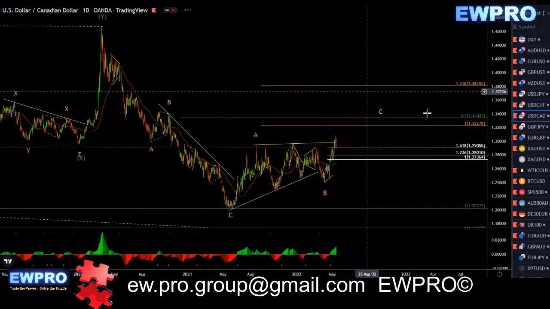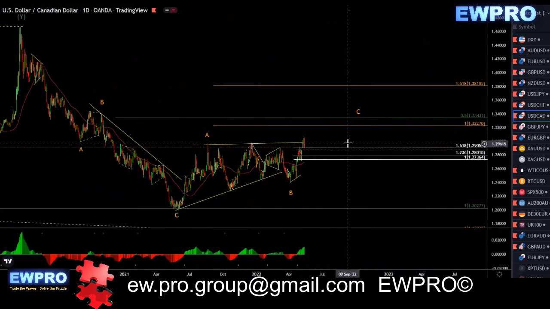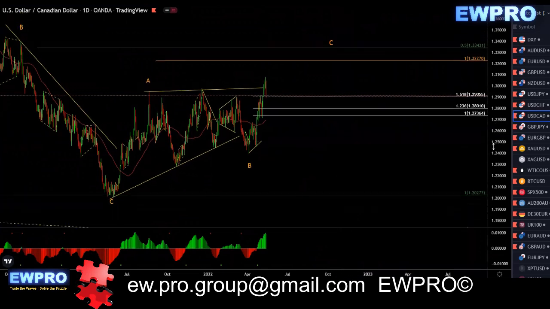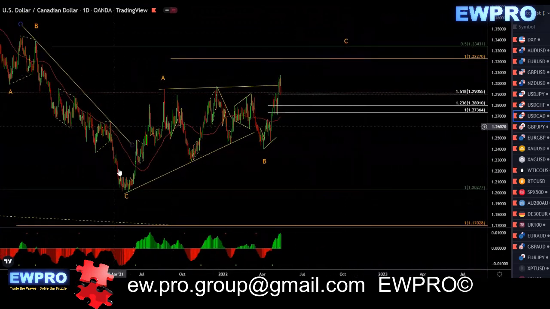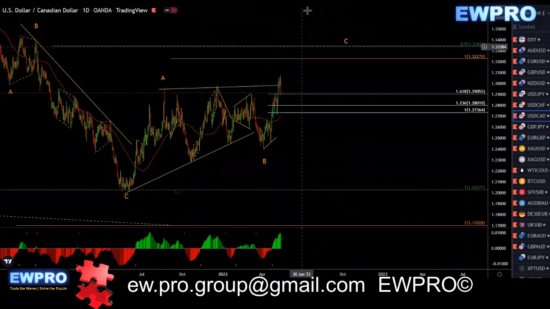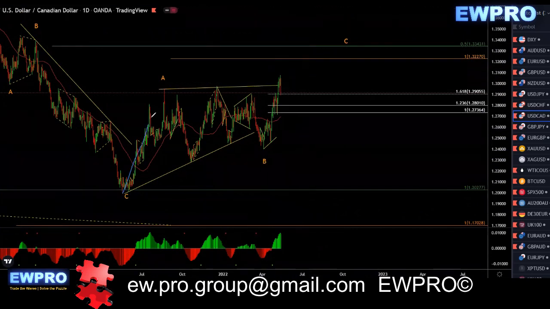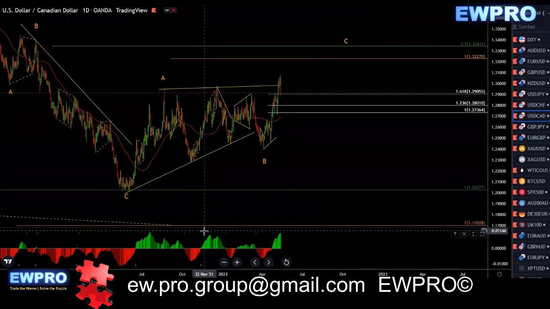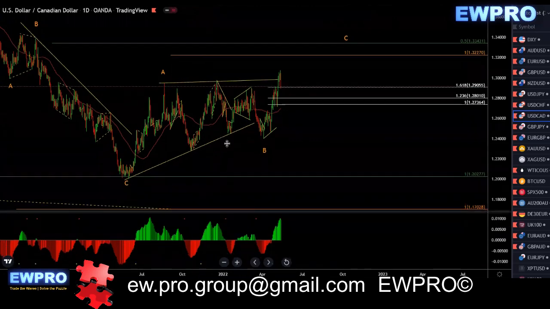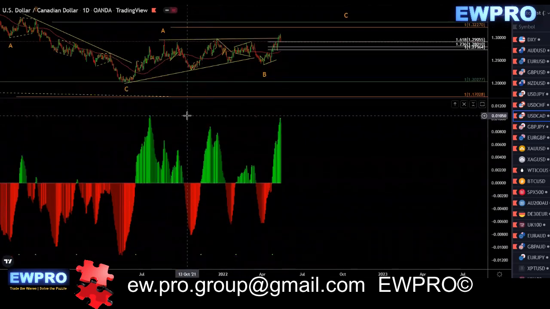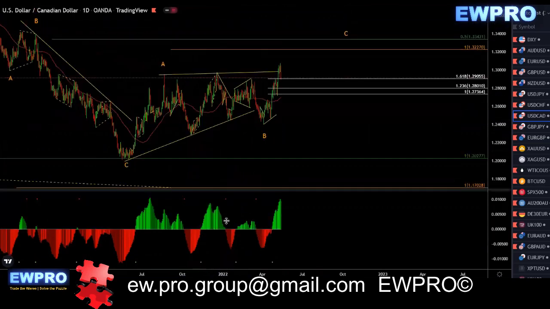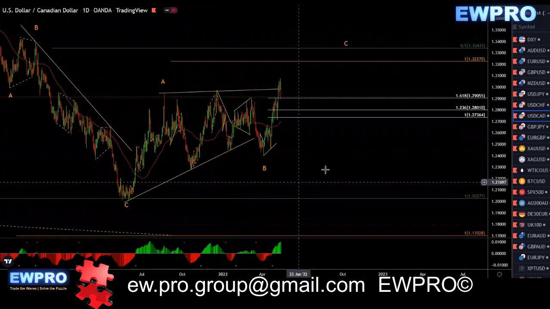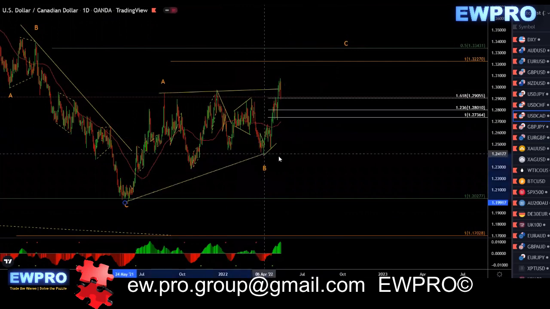UCAD on the daily. We've gone and broken the top. Now, is this the end of wave C? We're looking at A, all this is B, and we get a C up. It hasn't got anywhere near that 100 pip. We do have bearish divergence, I believe. Yeah, we still got the bearish divergence. So is this over?